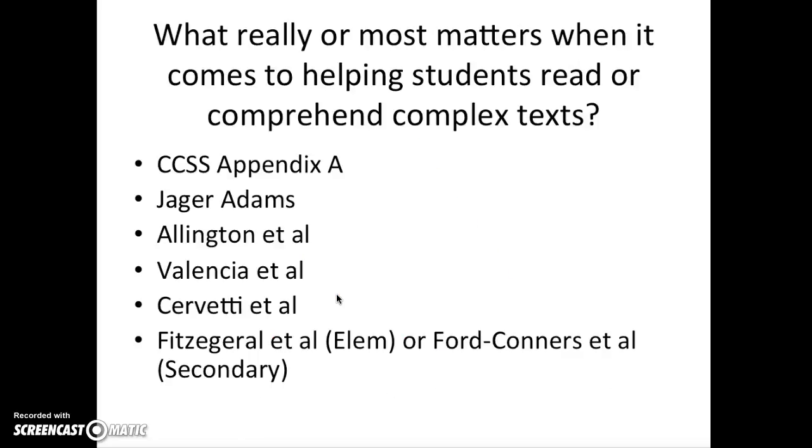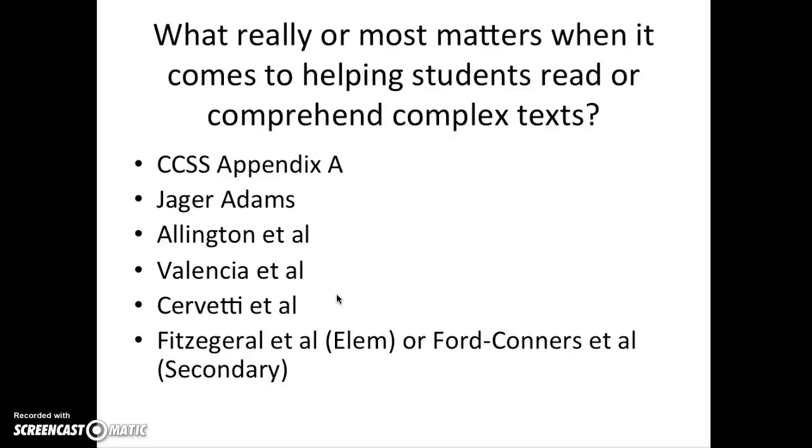So when we turn to the readings here, the guiding question you should use to help you think about these readings, particularly how they compare and contrast, is what really or most matters when it comes to helping students read or comprehend complex texts. So I've given you 6 texts that have been written in this sort of Common Core era. Some of them were written this year, in fact. And some of them came out of the immediate text complexity emergence and issue, and some of them are kind of responses to it in terms of how to move forward with it.